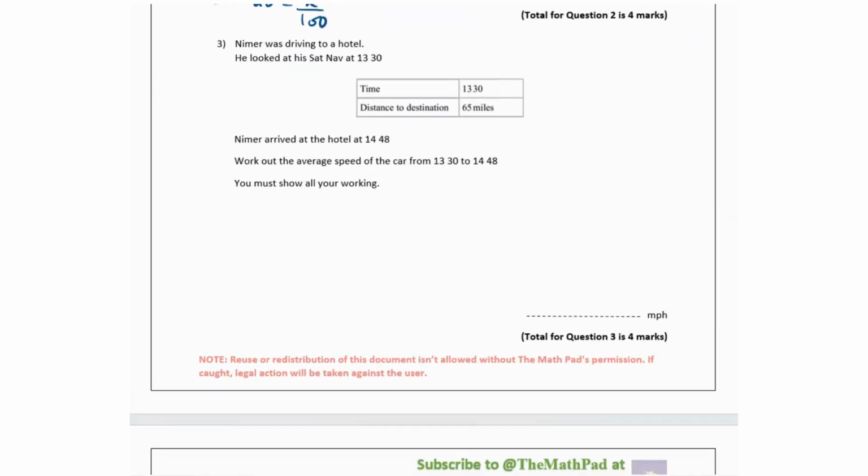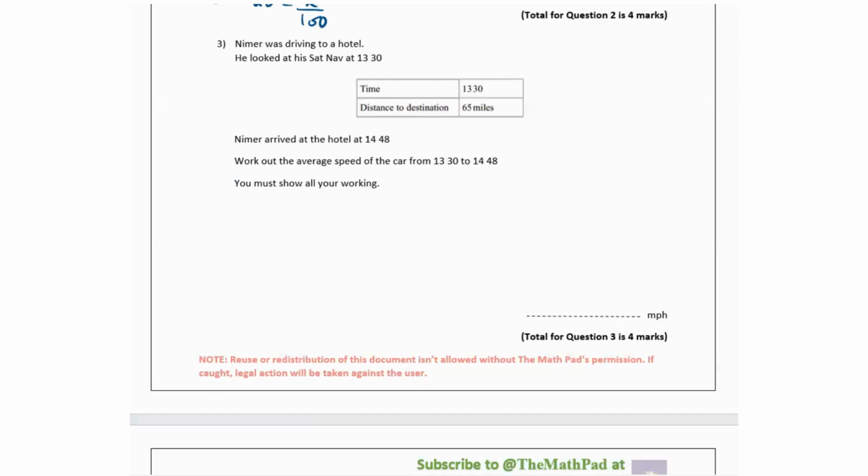So Nimir was driving to a hotel. He starts the journey at 13:30 and the destination distance is 65 miles. He arrives at the hotel at 14:48. We have to work out the average speed of the car from 13:30 to 14:48. So let's first find the time from 13:30 to 14:48.